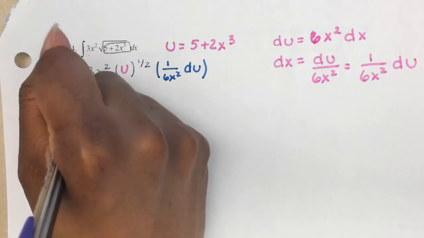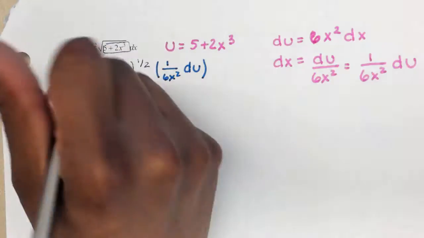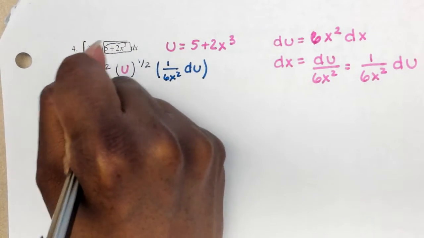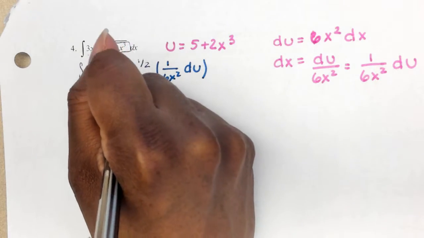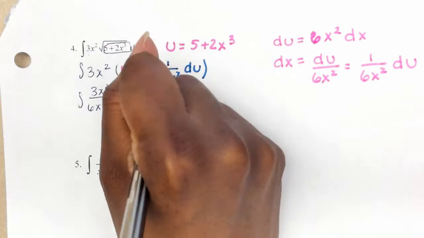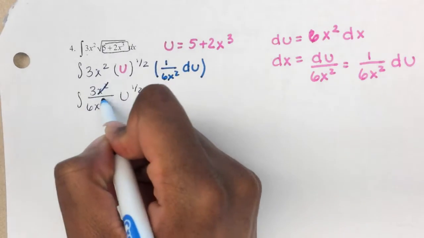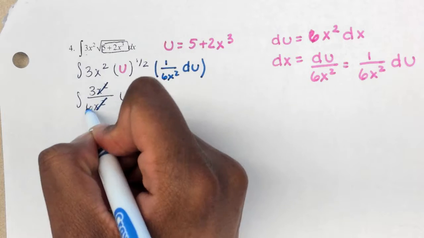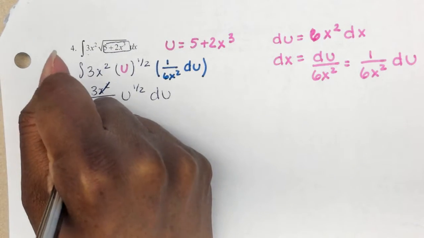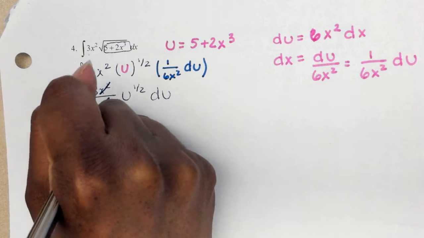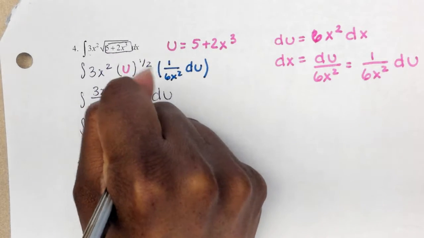If I rewrite this, 3x squared times 1 over 6x squared is just 3x squared over 6x squared. And then I have u to the 1/2 du. And what happens here is my x squareds cancel out. My 3 over 6 turns into 1/2. So I'm left with the integral of 1/2 u to the 1/2 du.